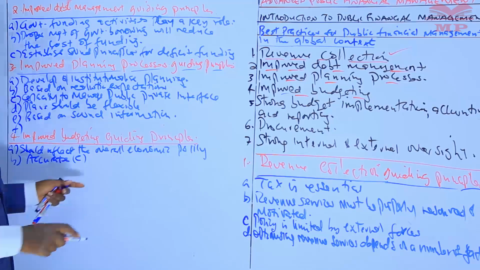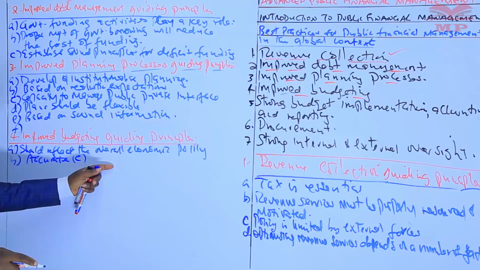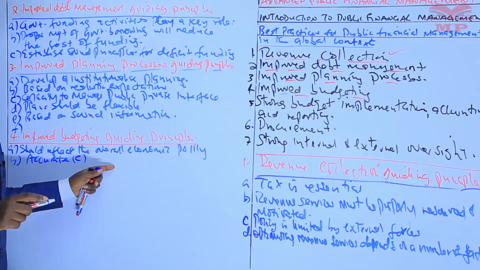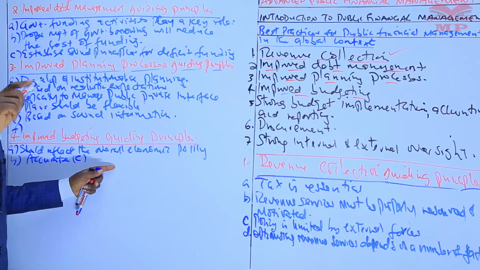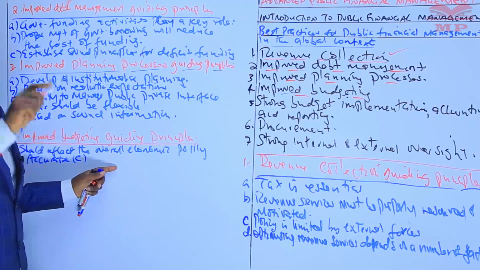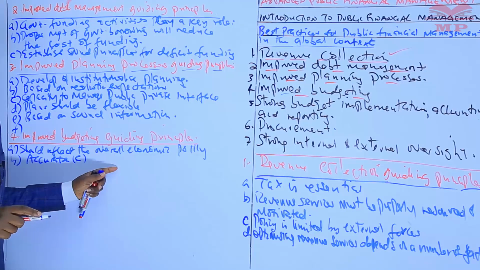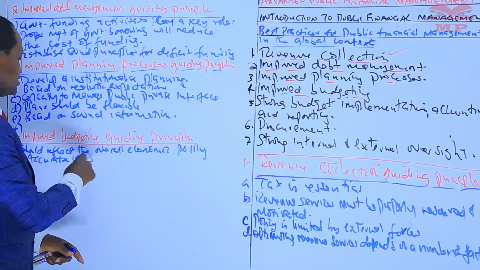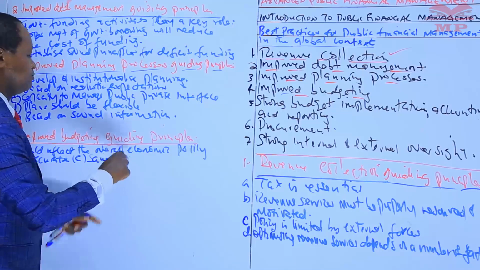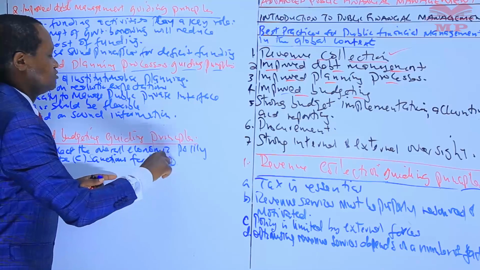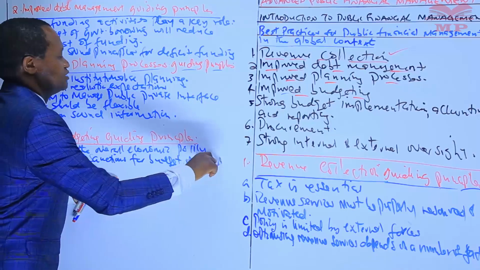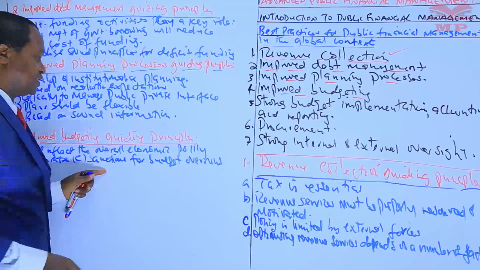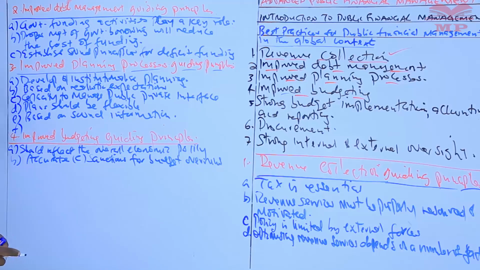Another important principle in improved budgeting is that aggregate expenditure outturn and its composition should not consistently diverge from the budget. And sanctions should be in place for budget overruns. There should be sanctions, there should be penalties for overruns. It's a good improved budgeting principle.